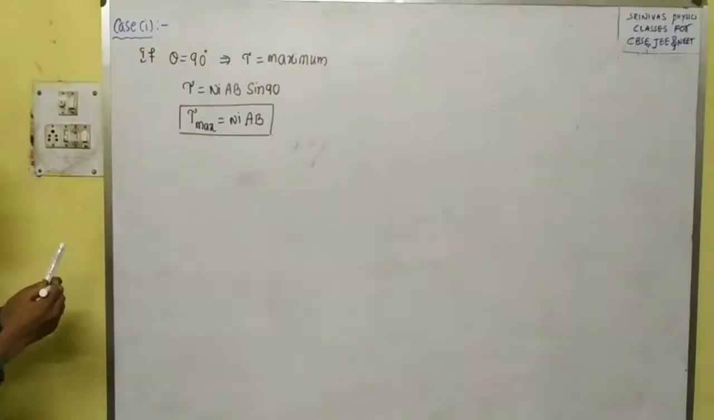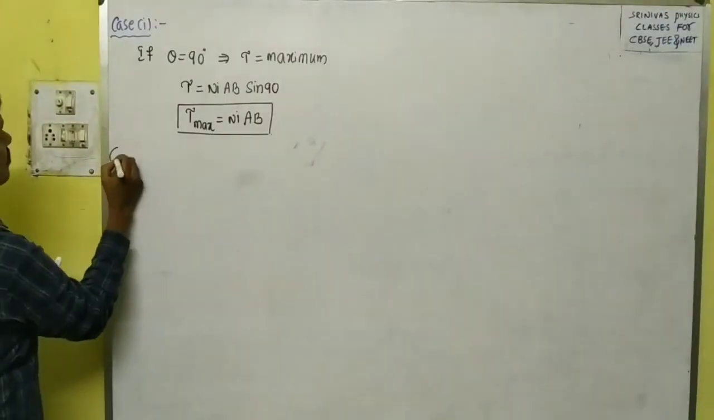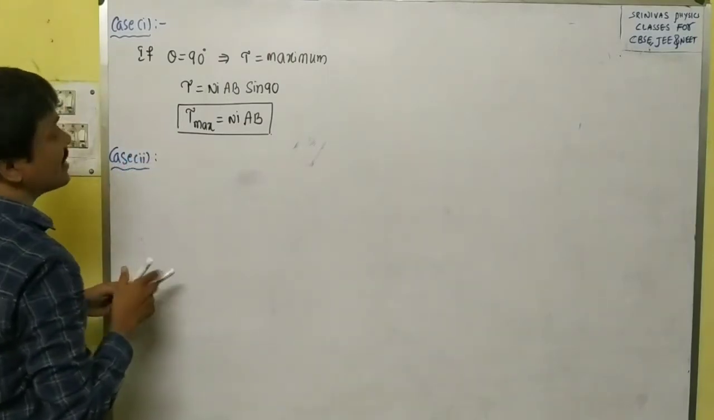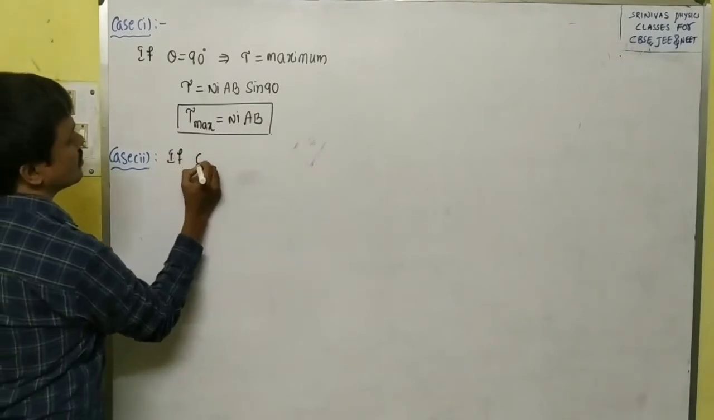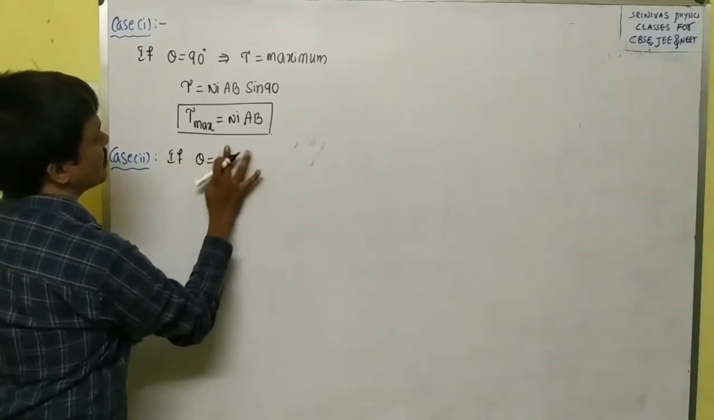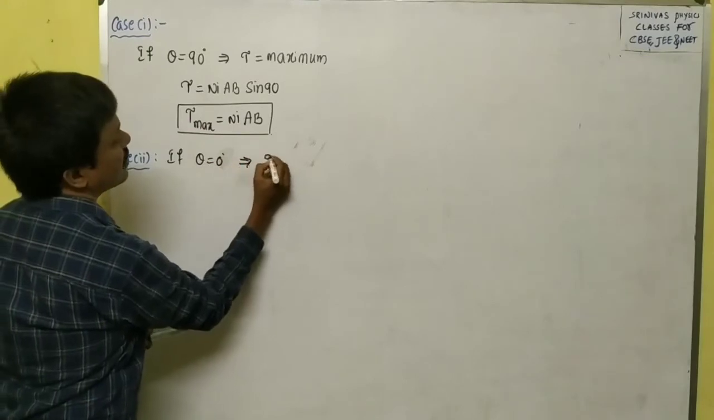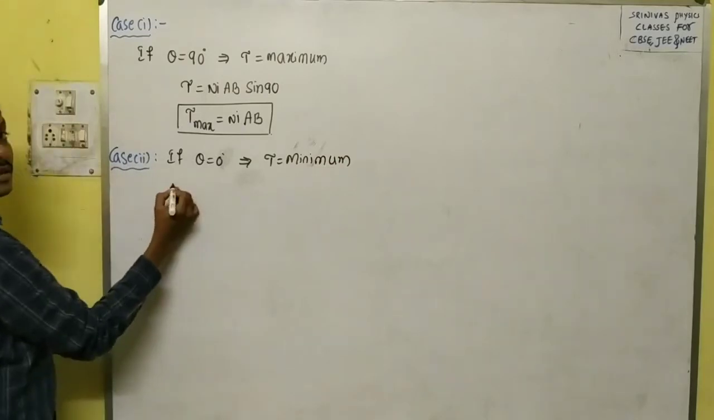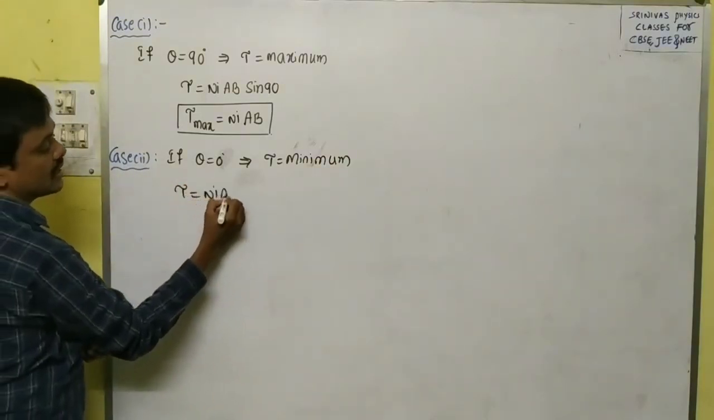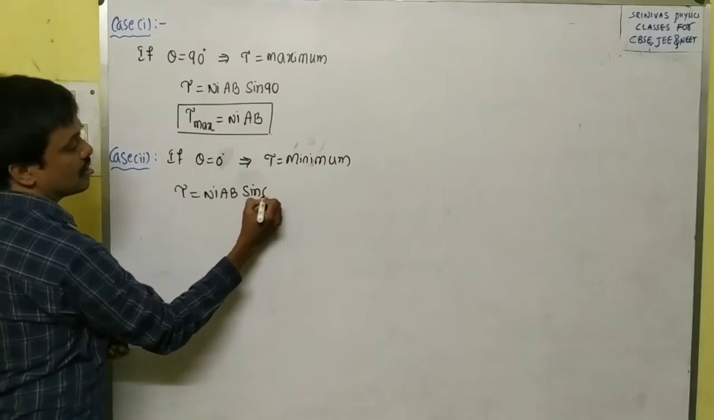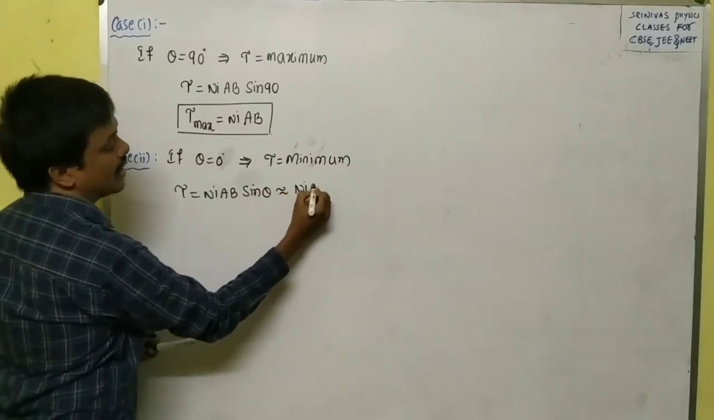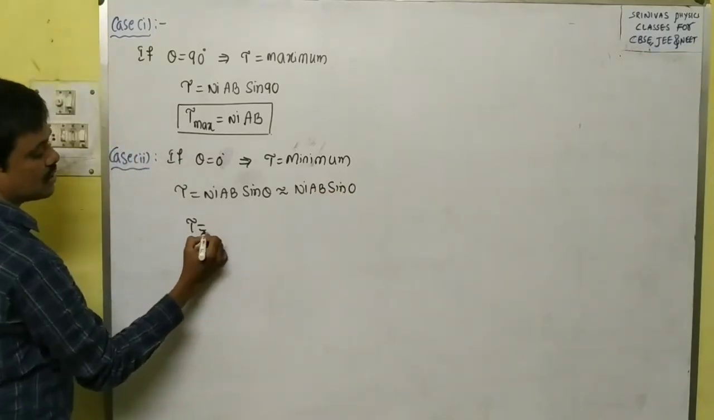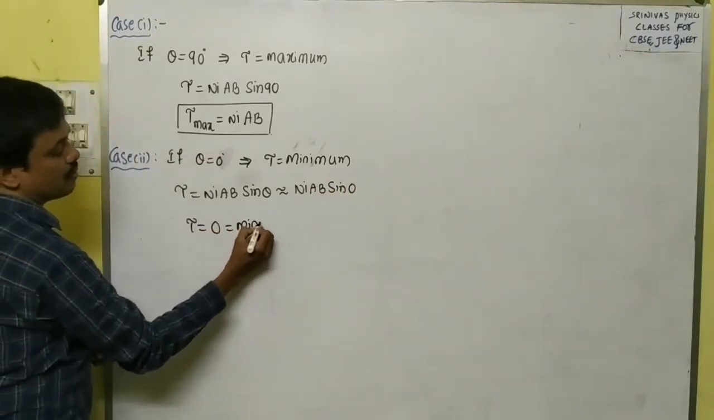Now case 2: when will the torque become minimum? If the angle theta is 0, then the torque becomes minimum. Then tau is equal to NIAB sin theta. If you write theta as 0, we get NIAB sin 0. The value of sin 0 is 0. Then the torque becomes minimum.